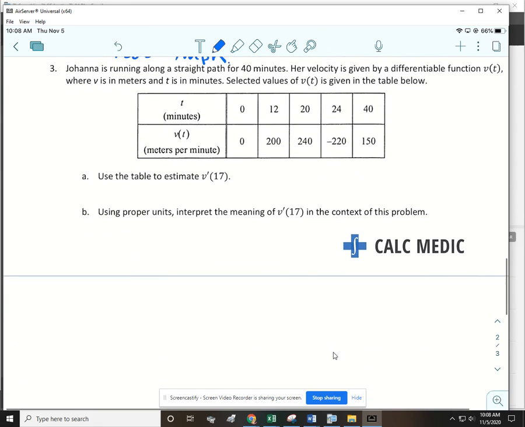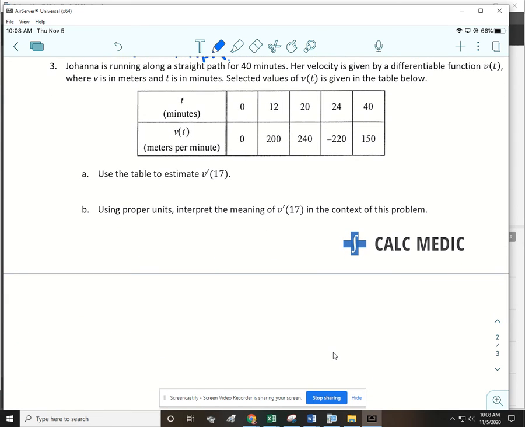All right, and this last one is about Joanna. Joanna is running along a straight path for 40 minutes. Her velocity is given by a differentiable function, v of t, where v is in meters and t is in minutes. Selected values of v of t are given in the table. So all of the things we get out of this function are meters per minute. What we put in is minutes.